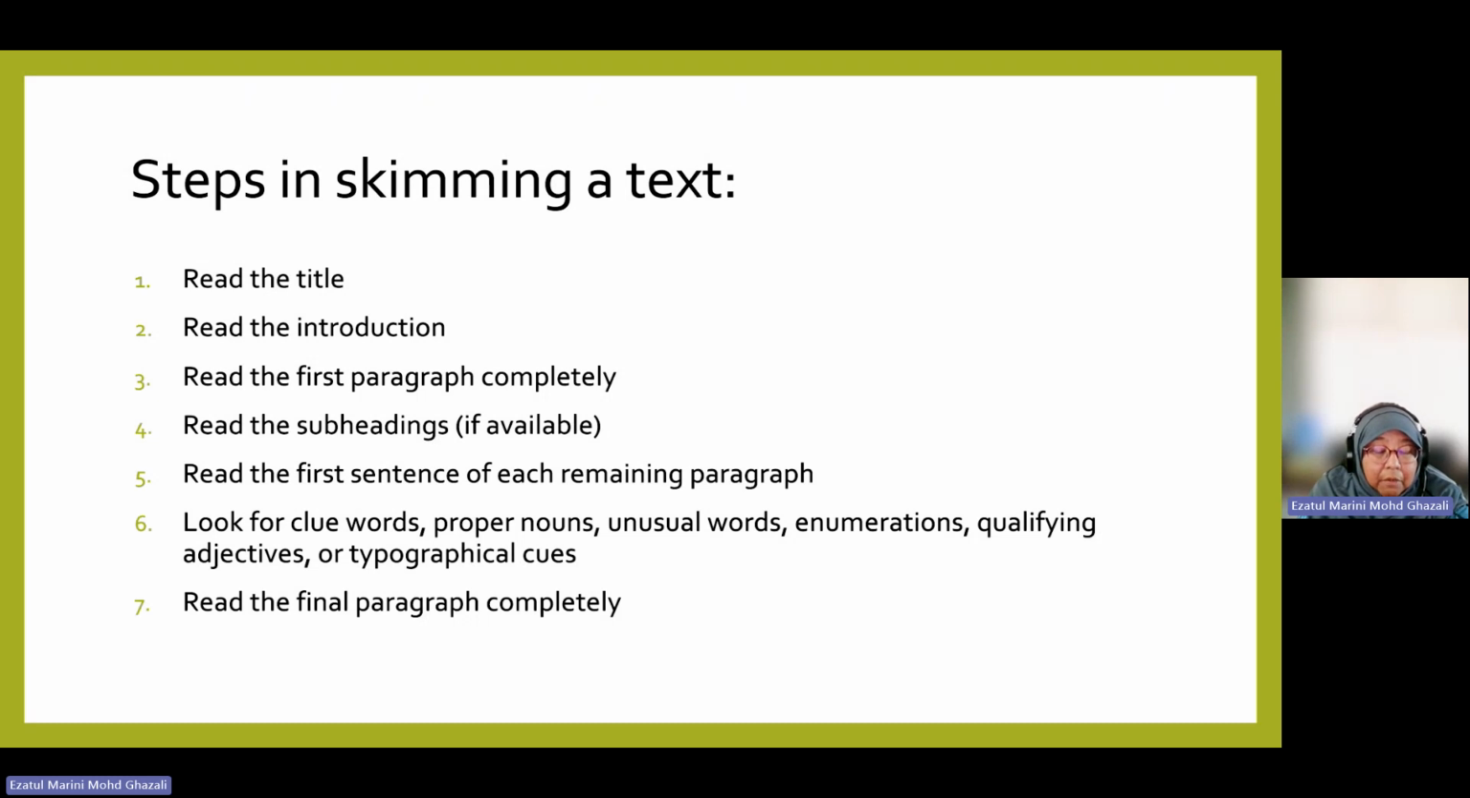Let's say there are five paragraphs in the text. Paragraph number 1 will normally be the introduction. Paragraph number 5 will usually be the conclusion. So whatever is remaining, you read the first sentence, right? And then look for clue words, proper nouns, unusual words, words you are unfamiliar with, enumeration, qualifying adjectives, or typographical clues. Those are things that you should look for. And then, of course, again, you read the final paragraph completely. Those are the 7 steps in applying skimming, the art of skimming a text, right?